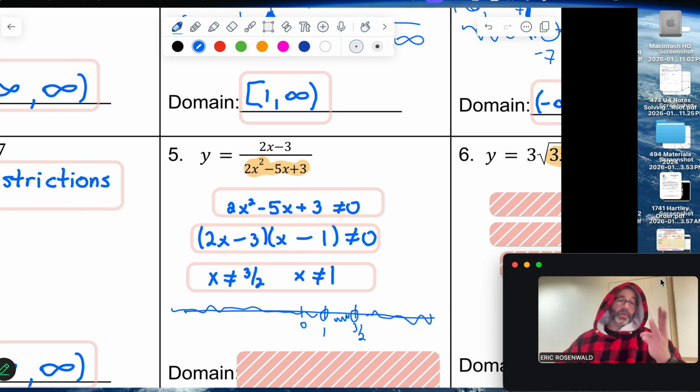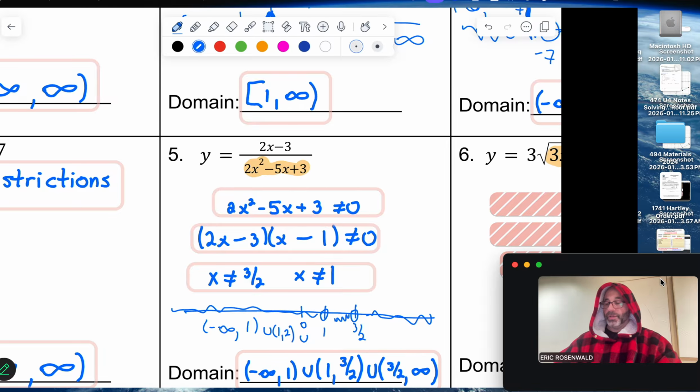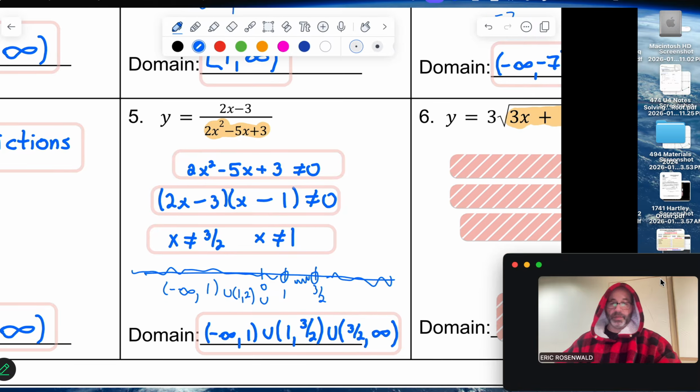So that means we're going to have 3 different areas where we have to look at the domain. It's from negative infinity, which is all the way to the left over there, all the way up to positive 1. And then we say a u. The u, remember, is the math symbol for saying and. Everything in between 1 and 3 over 2. And everything to the right of 3 over 2. So this is what the domain ends up looking like.